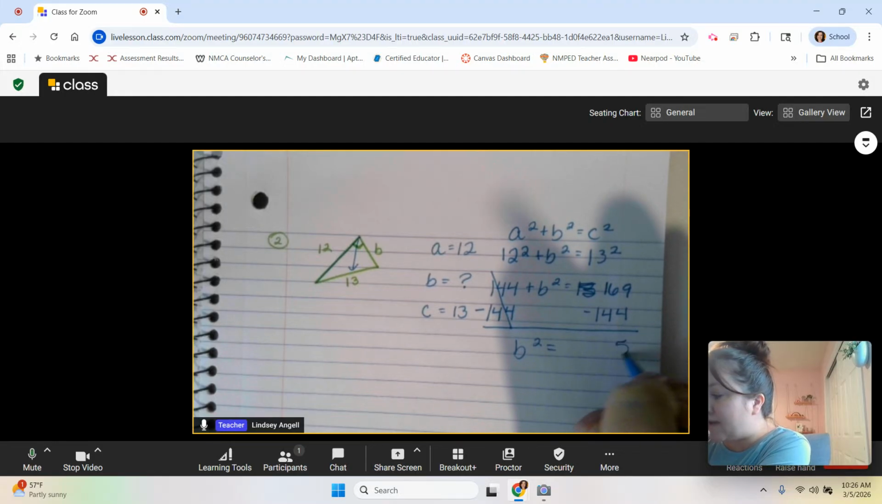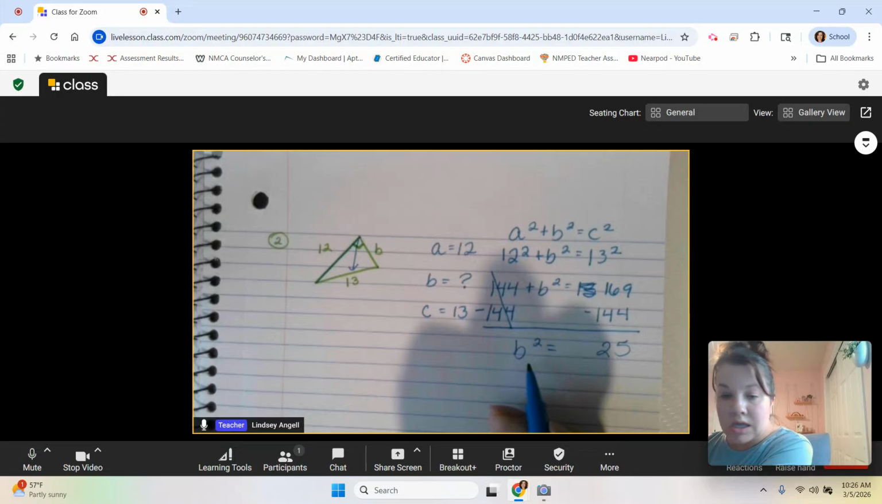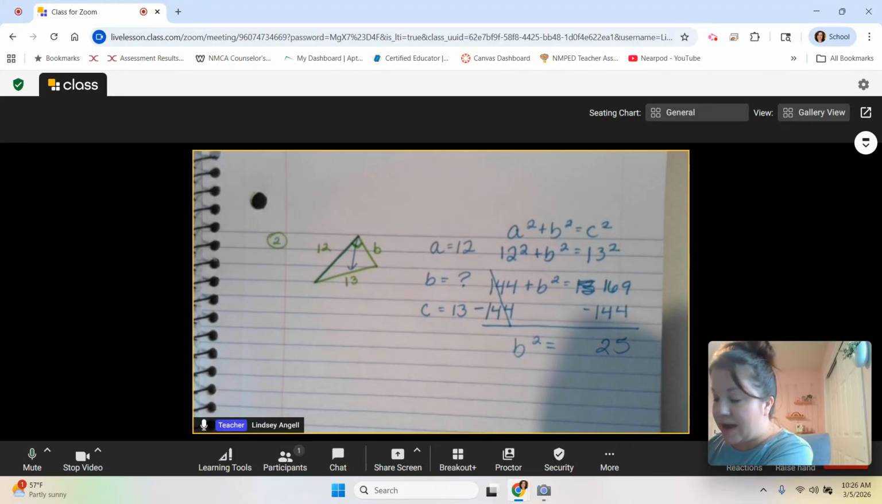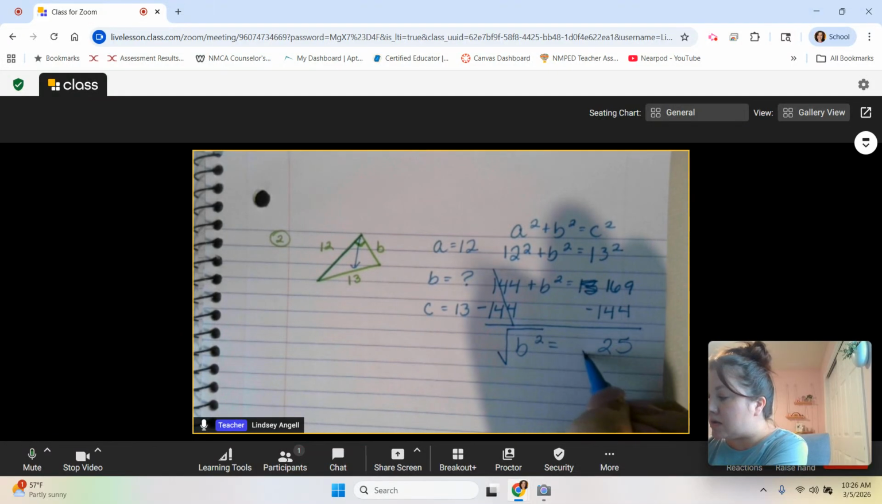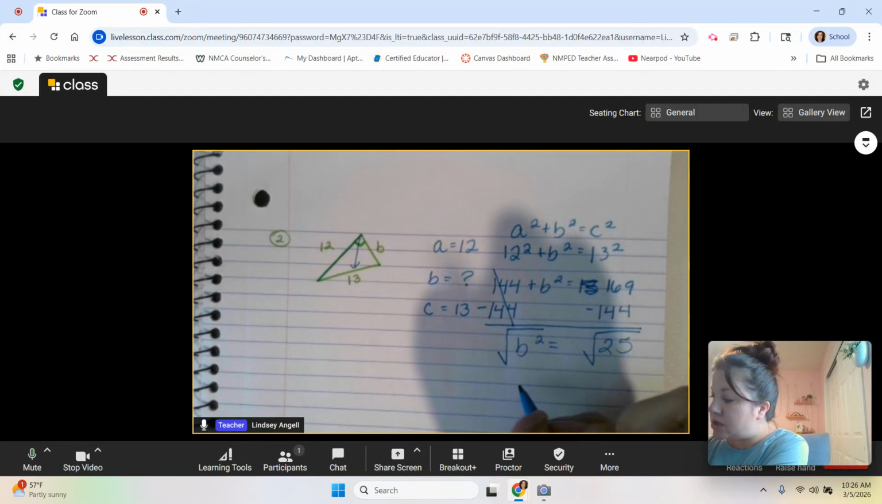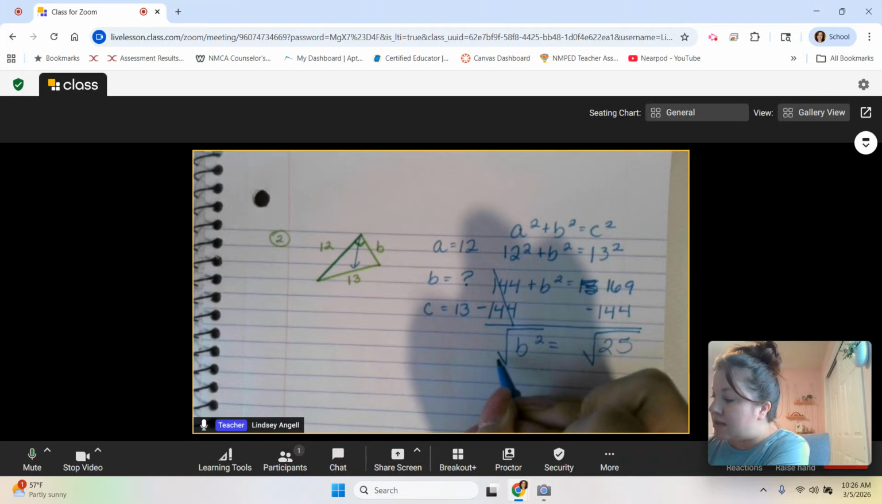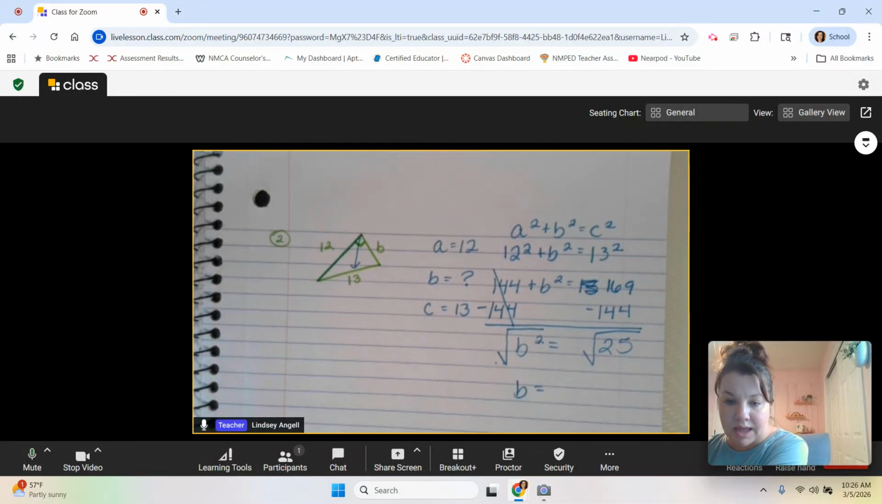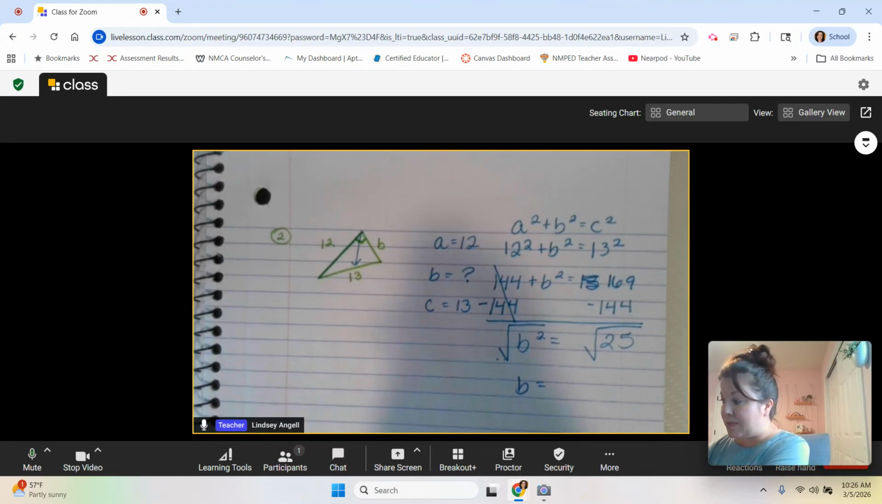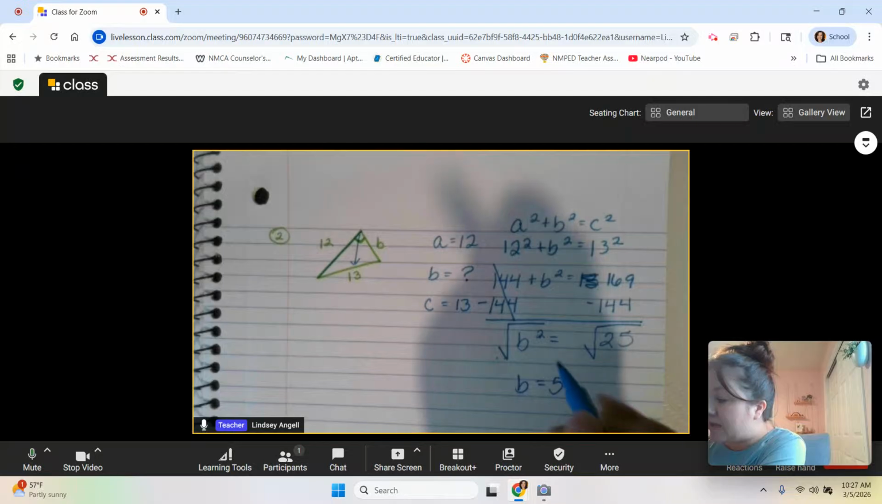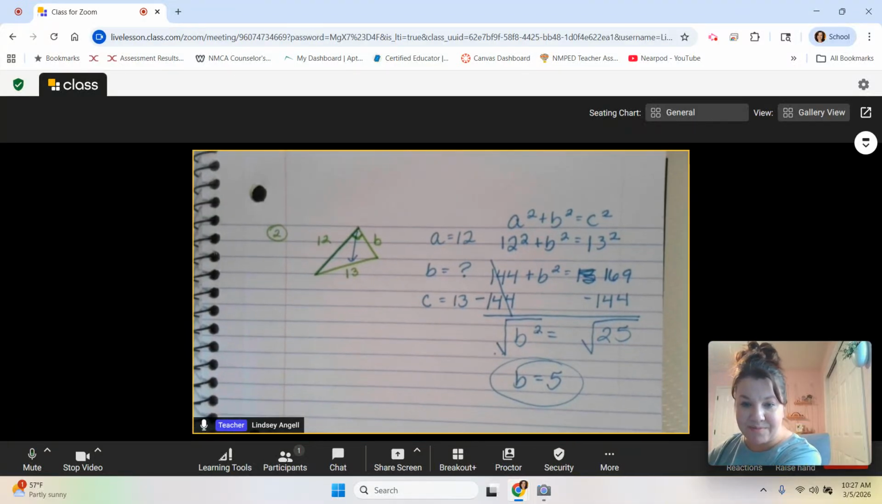9 minus 4 is 5. 6 minus 4 is 2. 1 minus 1 is 0. So b squared equals 25. The last thing I need to do is unsquare it, or square root it. You can do this on your calculator if you need to, but the square root cancels the square. So we're left with b on the left. And the square root of 25, I know is 5, because 5 times 5 gets me back to 25. So the length of b would be 5. Okay?